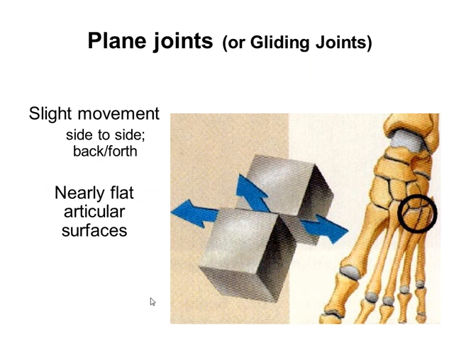Plane joints are also called gliding joints. And basically, that's just a slight movement back and forth. So you see that in the bones of the foot and the hand, in the carpals and tarsals.